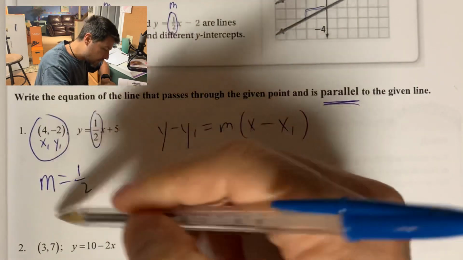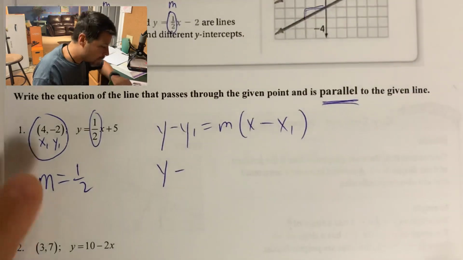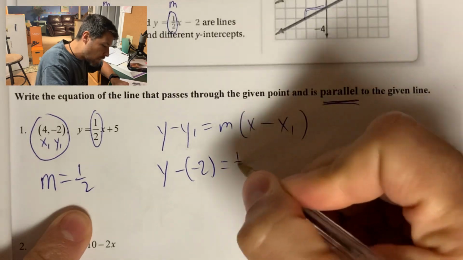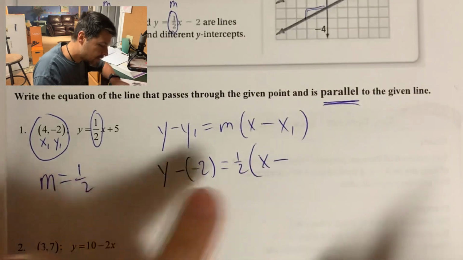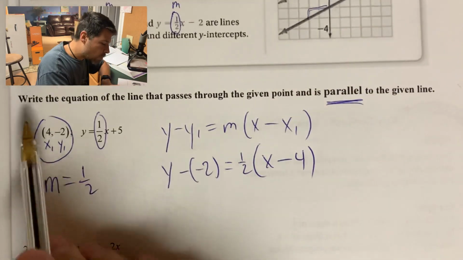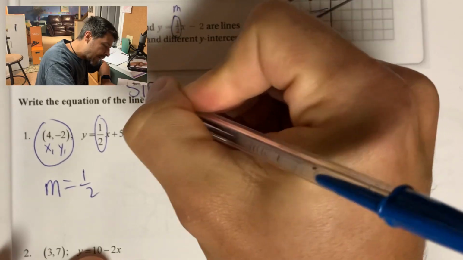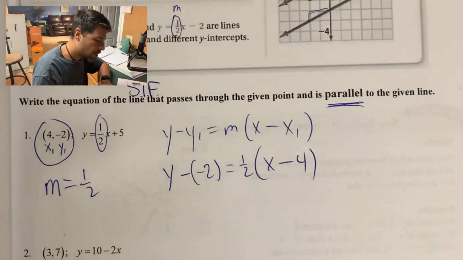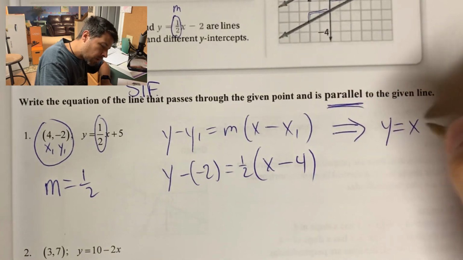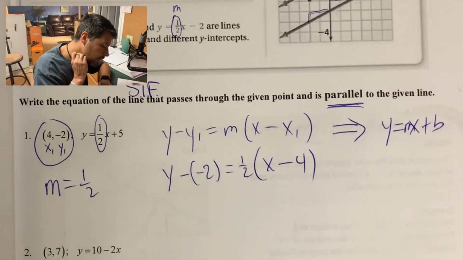Now I can take these three values and plug them into the equation. y minus my y1 value, which is -2, equals m, which is 1/2, times x minus my x1 value, which is 4. Now let's assume that when they say write the equation of the line, they want us to put this line in slope-intercept form. So we want to go from point-slope form into slope-intercept form, which is y equals mx plus b.